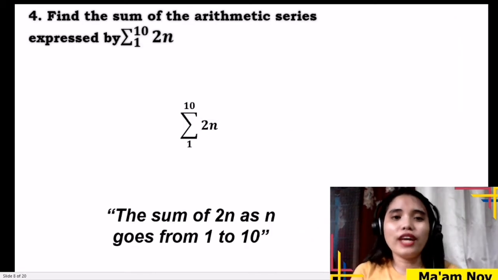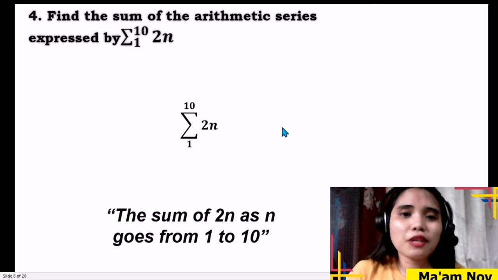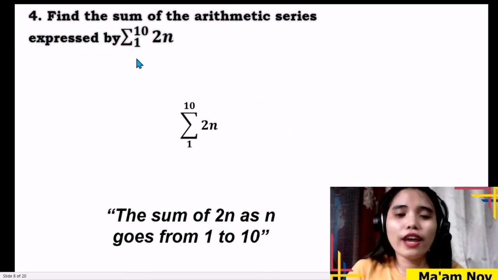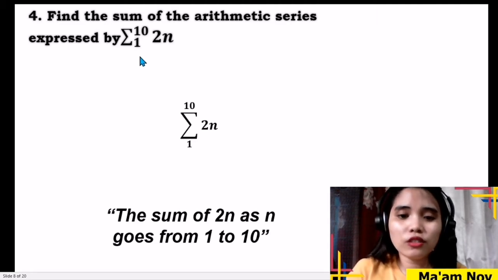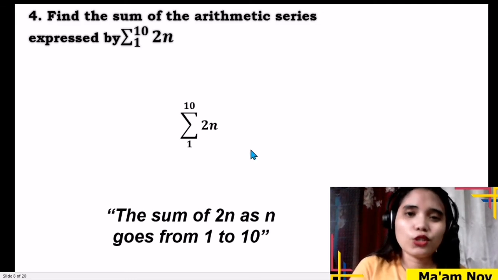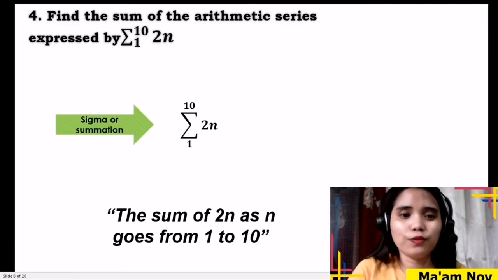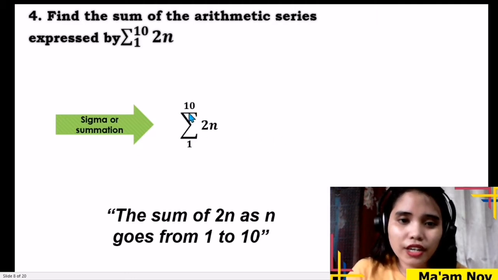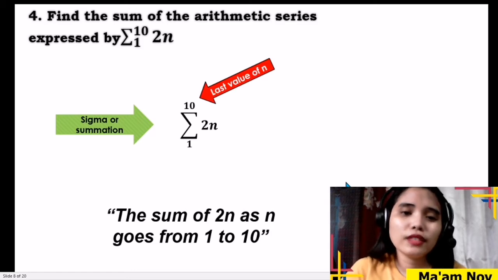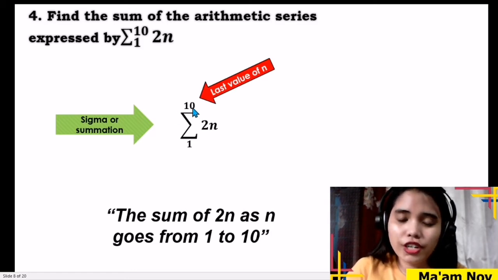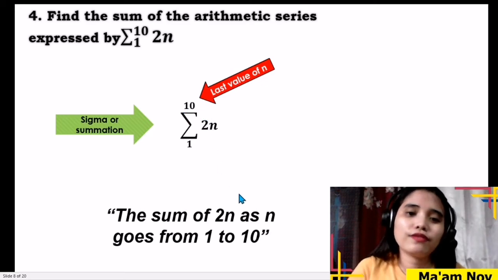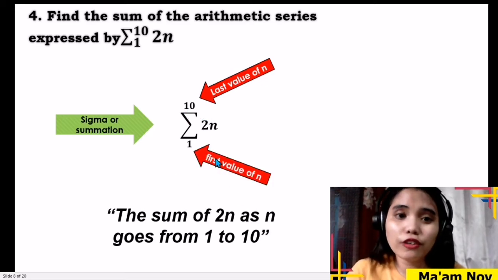Okay, what if we have this? Find the sum of the arithmetic series expressed by the sum of 2n as n goes from 1 to 10. Oh, what is this symbol? Okay, so let's discuss it first before we answer. Okay, so this symbol here is called sigma or summation. This figure here or number here is the last value of n. And this is the first value of n.